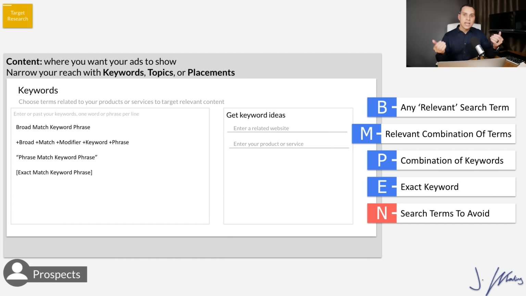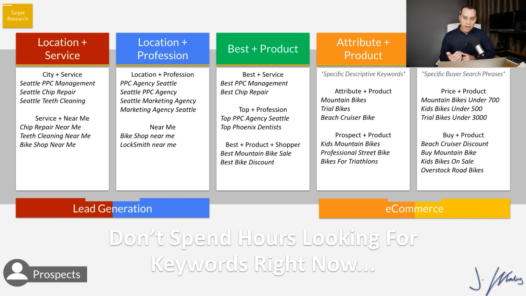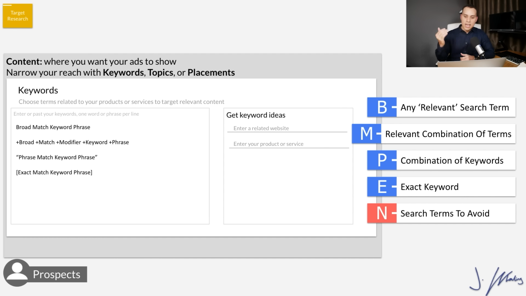and that is different keyword match types. So Google allows us to tell them how focused we want our keywords to be. So as an example, if we go back to our previous example here and we say trail mountain bikes, we'll use that as our example. If we just type in trail mountain bikes and that's all we give them, then Google is going to show our ad on any search under the sun remotely related to trail mountain bikes.